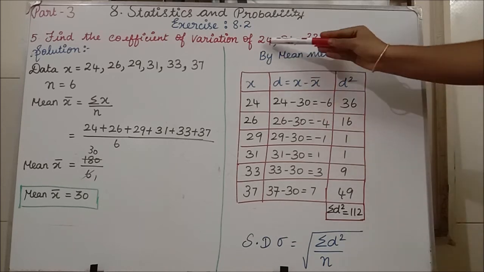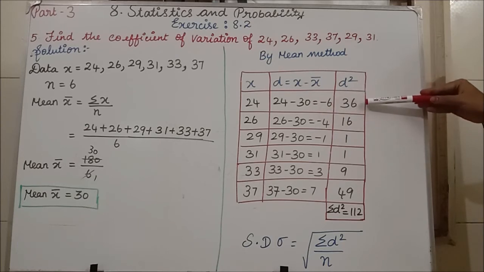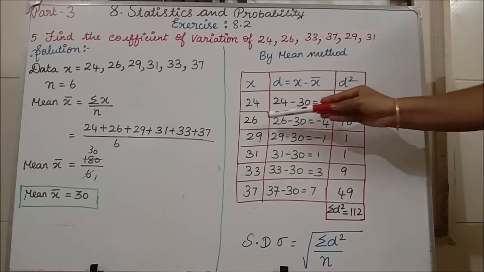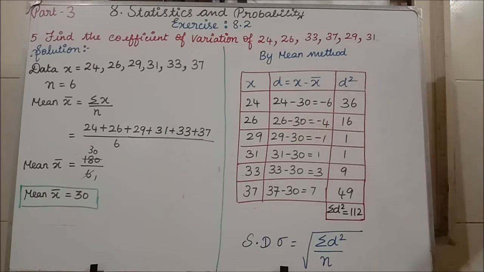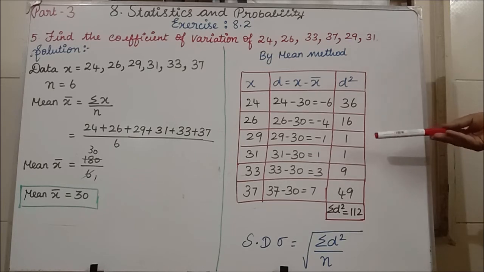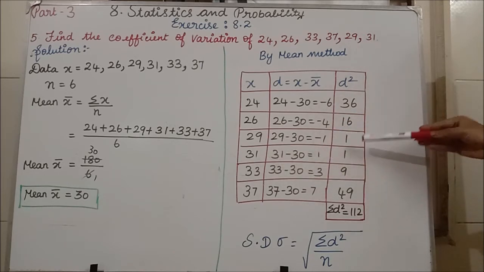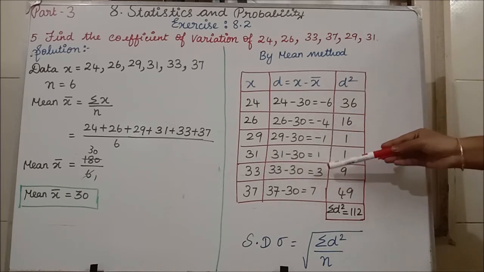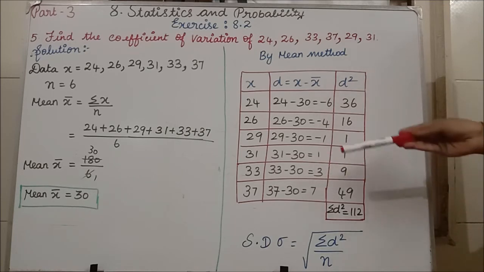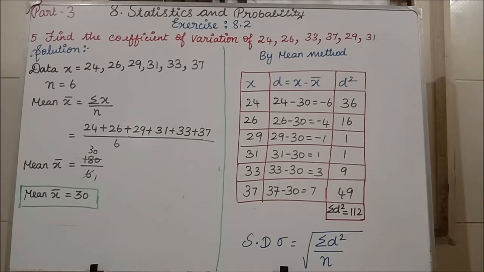x is what? First observation is 24. 24 minus 30 is minus 6. If you square it, we will get 36. The next observation is 26. 26 minus 30 is minus 4. 4 square is 16. 29 minus 30 is minus 1. 1 square is 1. Next, 31 minus 30 is 1. If you square it, 1. 33 minus 30 is 3. So 3 square is 9. Then 37 minus 30 is 7. 7 square is 49.